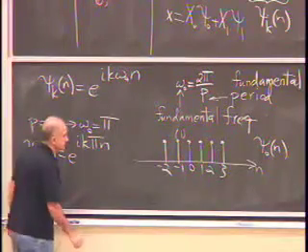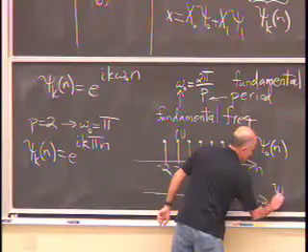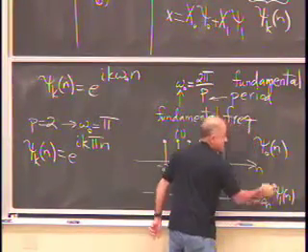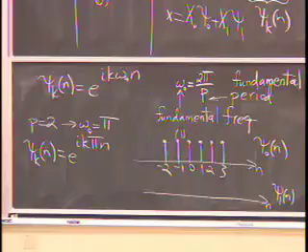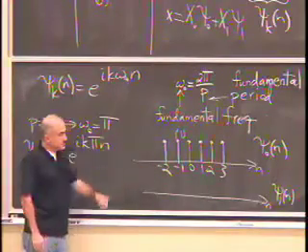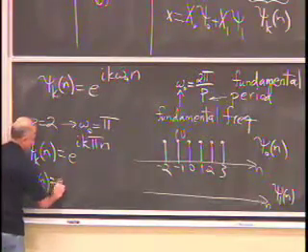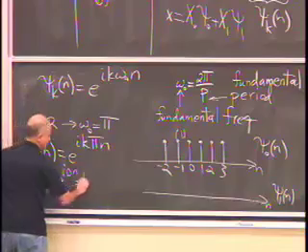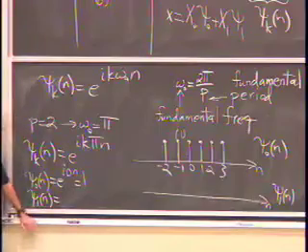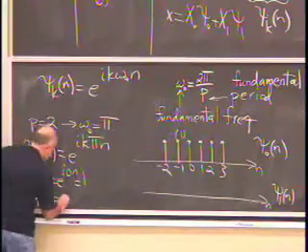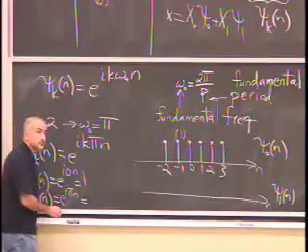What about C1? By the way, I didn't have to call these functions by different names. I could have called these phis as well. But it helps just to keep a comparison. What about C1? C0 of n, you said, is e to the i 0 n, which is 1. What is C1 of n? E to the i pi n. How else can you write that? Negative 1 to the n.